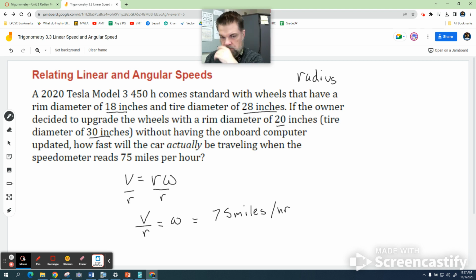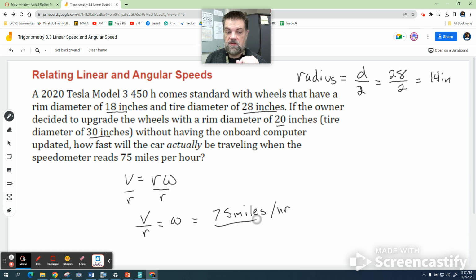And if the diameter of the tire is 28 inches, then the radius is the diameter divided by 2. In other words, we would say 28 inches divided by 2 is 14 inches. So right now I'm figuring out the angular speed of the car without the modification. Sorry, I probably should have clarified that first. So we're going to divide that by 14 inches, right?